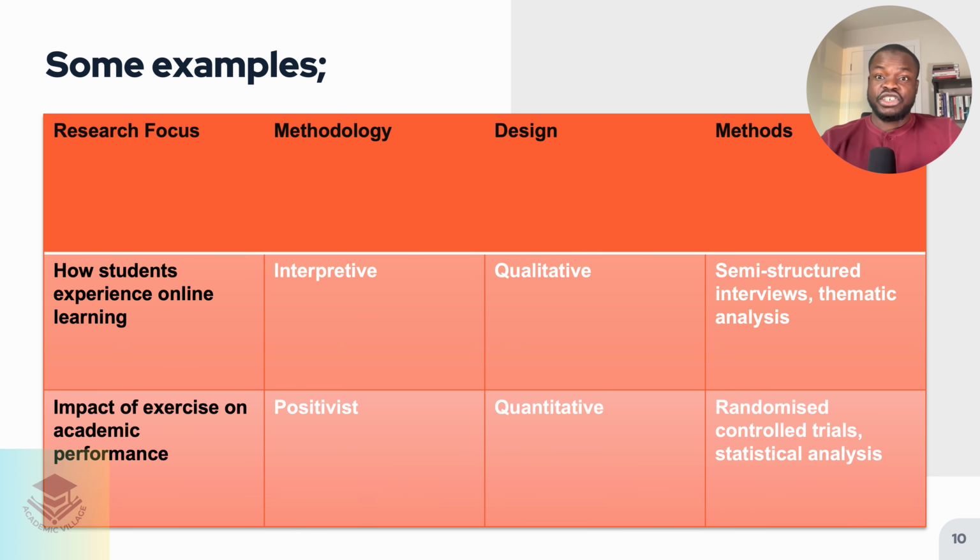Also, if you are interested in testing the impact on academic performance, say you want to know if going to the gym or participating in sport activities has an impact on students' academic performance, your methodology might be a positivist or quantitative approach, while your methods could include randomized control trials, surveys, and statistical analysis. You see? So these are examples of the difference between methodology and methods.